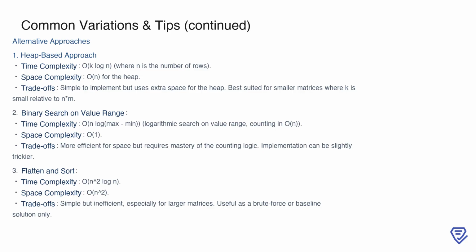Lastly, there's the flatten and sort method, which is the simplest to implement but also the least efficient. With a time complexity of O(n squared log n), and a space complexity of O(n squared), it's more suited for brute force or baseline solutions. While it's not practical for larger matrices, it can be a helpful starting point for understanding the problem structure before moving to more optimized techniques.